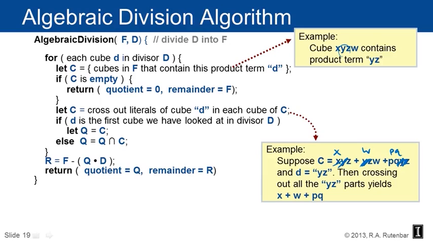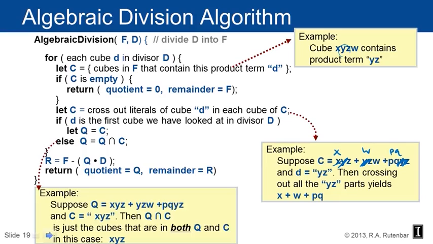And then if d, small d, is the first cube in the divisor, that's actually just the quotient. That's the running quotient. We just set q to be that. Otherwise, what we actually do is we take the current pass at the quotient and we intersect it with the last pass at the quotient. So for example, if q is equal to xyz plus yzw plus pqyz, and suppose capital C is xyz, then when we intersect them, we just get the cubes that are in both of these things. And in that case, it's just going to be xyz.